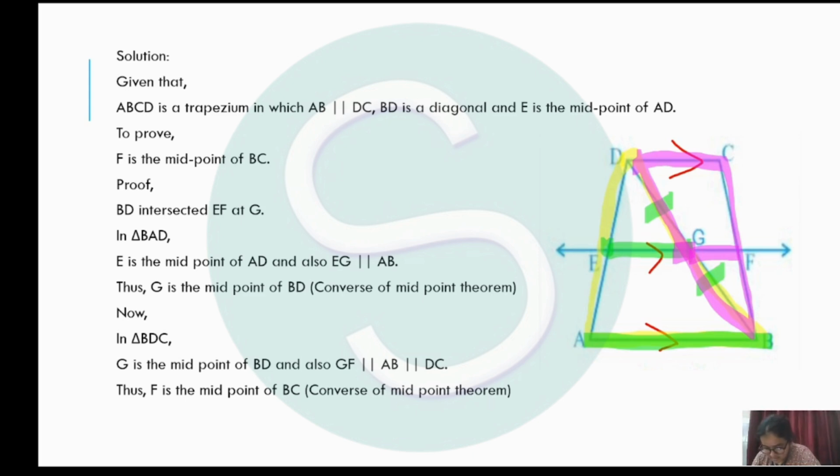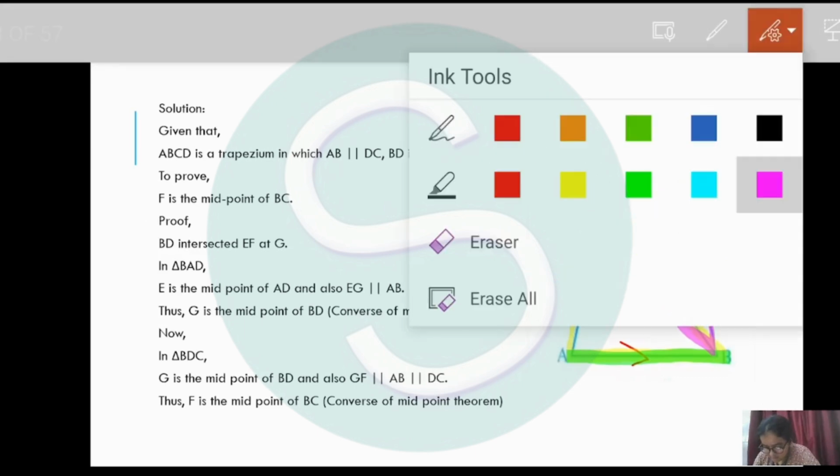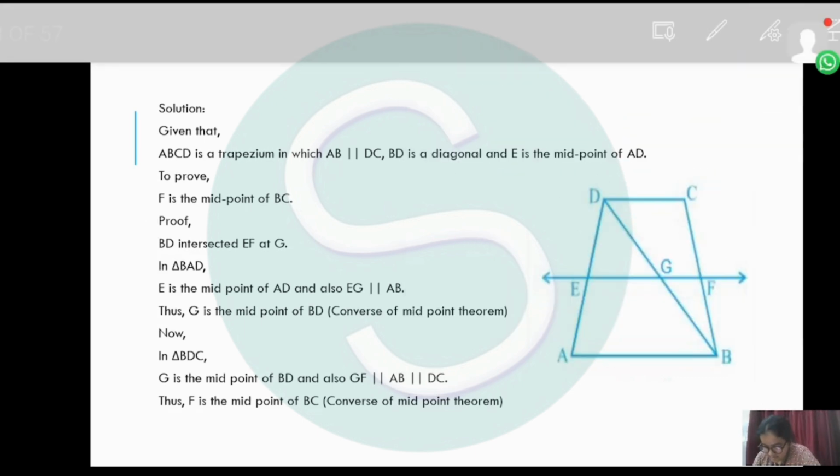यहाँ पे हमें given था ABCD is a trapezium, AB is parallel to BC and EF is also parallel to AB, that is AB parallel to EF, EF parallel to BC. So all three lines are parallel. Then हमने ABD में midpoint theorem का converse लगा के prove किया that अगर E midpoint है and EG is parallel to AB, so G is also midpoint of BD by converse of midpoint theorem. Similarly, we apply converse of midpoint theorem in triangle BDC where G is midpoint of BD and GF is parallel to CD. So we say that by converse of midpoint theorem, F is a midpoint of BC.